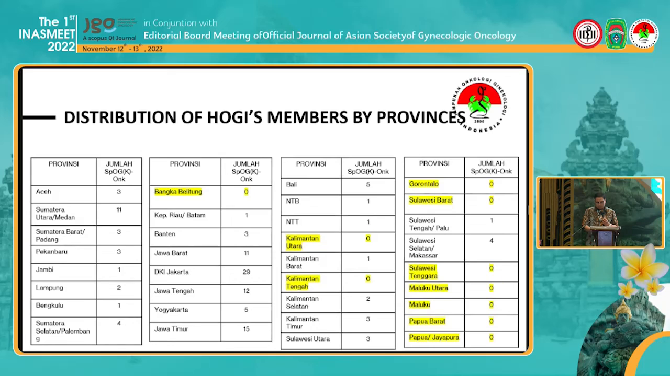We highlight in yellow the provinces that still do not have gynecologic oncologists. These are provinces with a lot of population but still no gynecologic oncologist. We still have 10 provinces in Indonesia that do not have even one. Hopefully within 5 years every province in Indonesia will have a gynecologic oncologist, so it's easier for patients to be treated and not referred to another area.